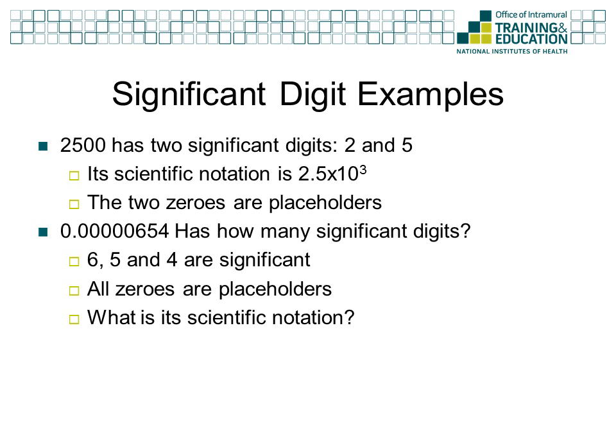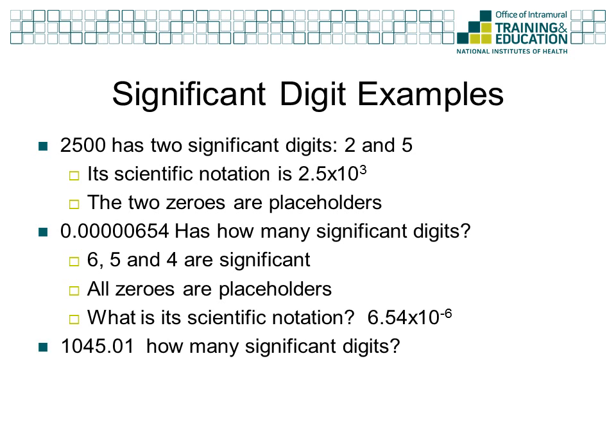There are 3 significant digits. The 6, the 5, and the 4 are all significant. Again, in this example, the zeros are all placeholders. As practice, how would you write this number in scientific notation? It would be 6.54 times 10 to the negative 6.